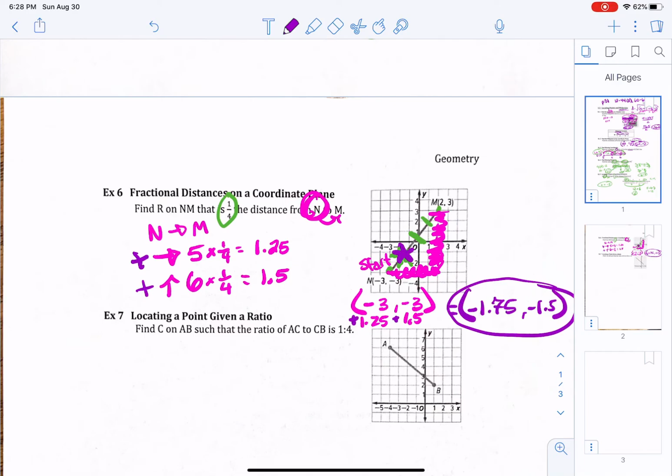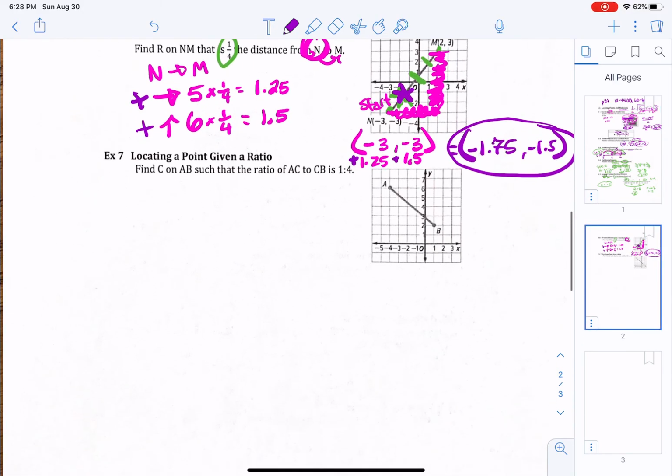So if I was going to the left instead, we would be subtracting. If I was going down, then I would be subtracting, okay? But going to the right and going up, I'm adding each time, and so I just add those onto the x and y coordinate, okay?